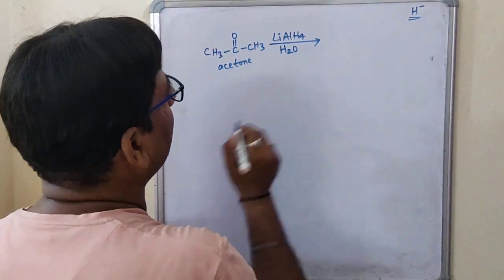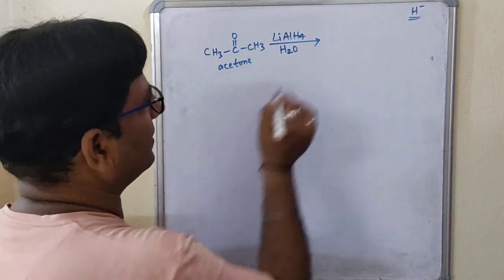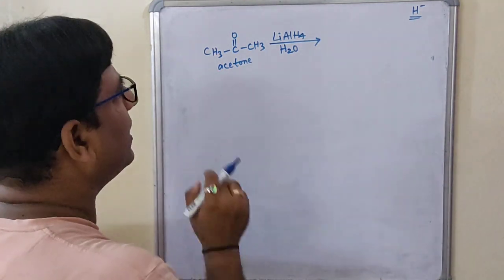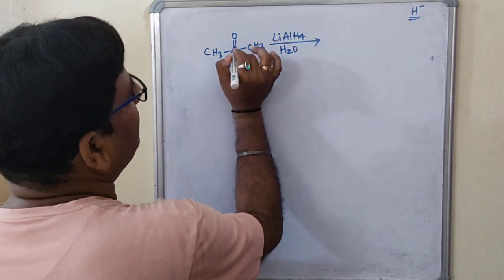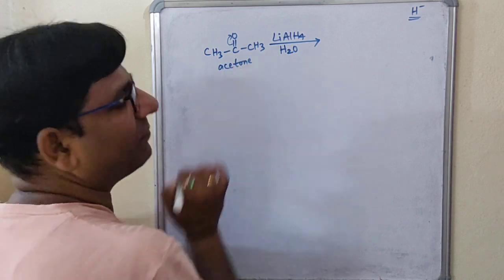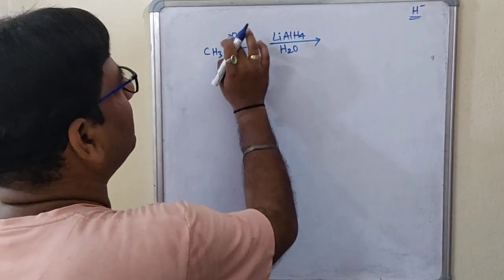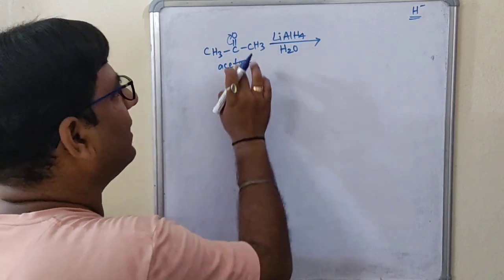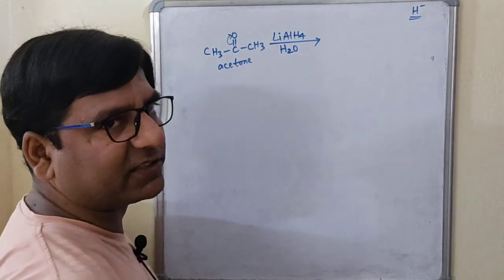Okay. Now what will happen? First we will see the reaction, student, then we will see the mechanism. What will happen is that this bond will be broken. When this bond has been broken, on this oxygen, what will happen? Oxygen will get the negative charge and this carbon will get the positive charge.